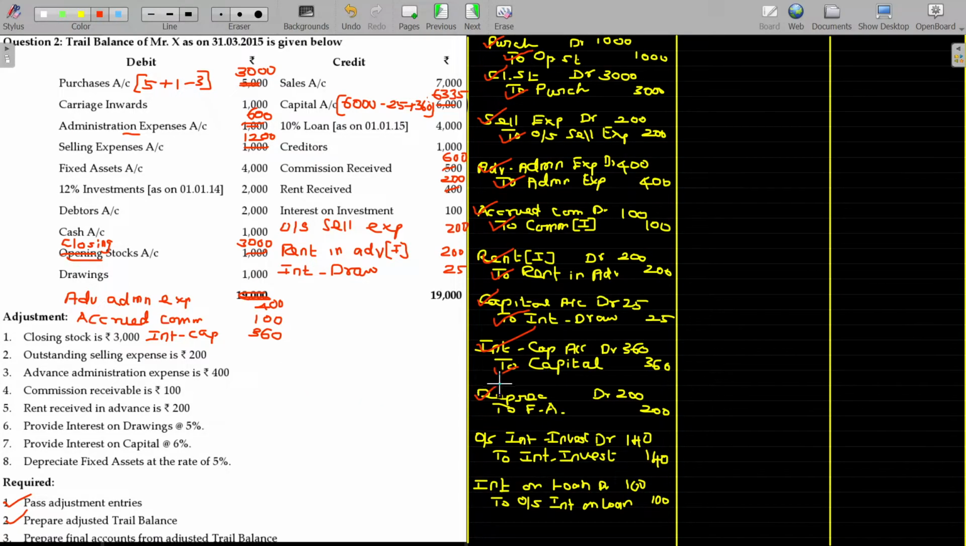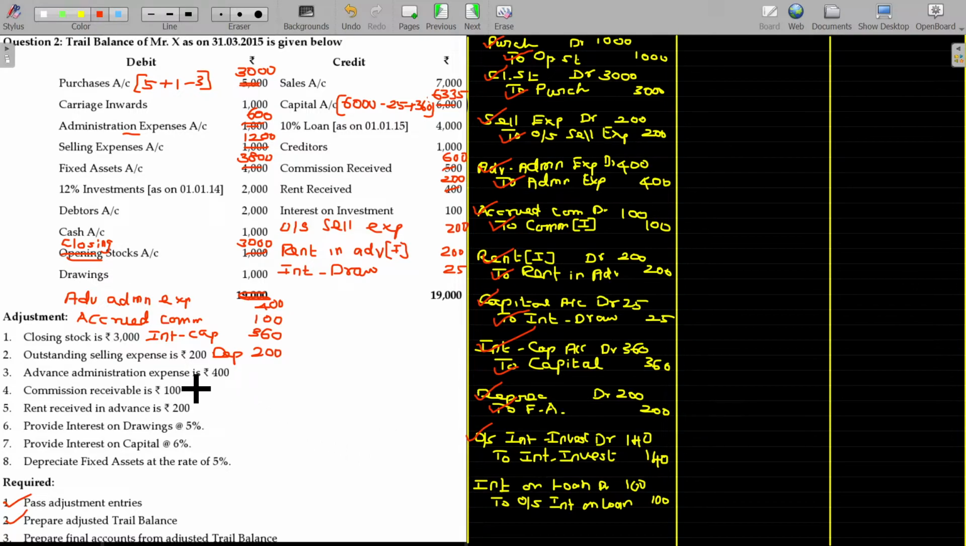And depreciation should be debited in the trial balance, debit side 200. And that reduces the fixed assets value. Fixed assets by default have a debit balance. So now the fixed assets in the credit side, it should reduce the value. So it's not 4,000 anymore, it's only 3,800.